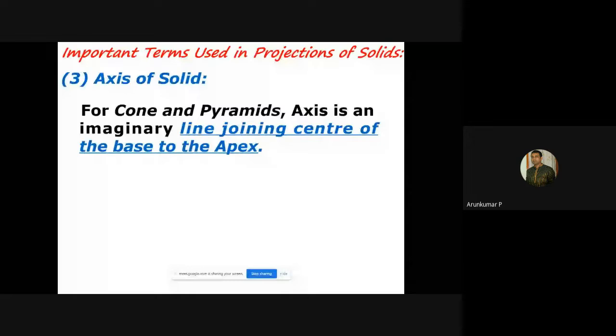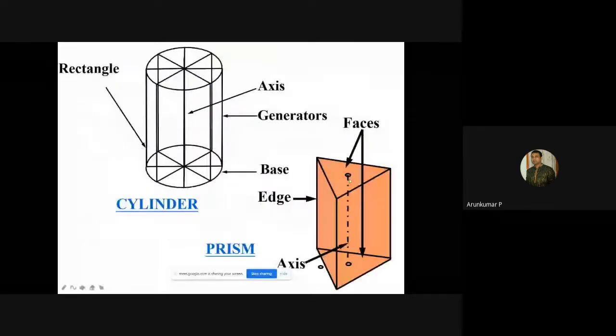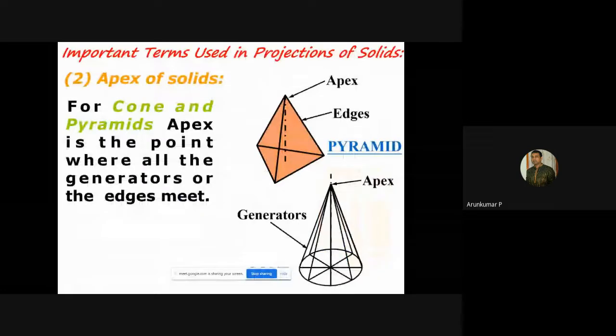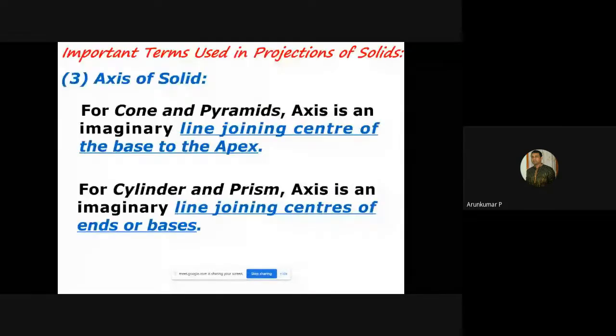The axis is the line joining the center of the top face to the center of the base in case of prisms. Whereas in case of a pyramid, the axis is the line joining the center of the base to the apex. So in case of pyramids, please note the axis is the line joining the center of the base to the apex. So these are some of the terminologies which are generally used.